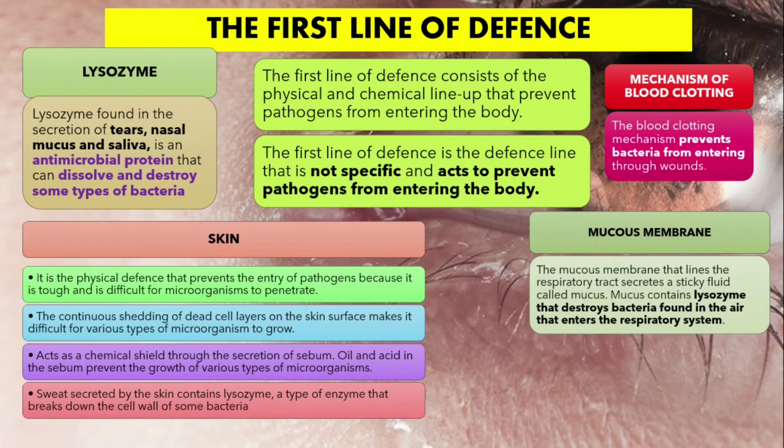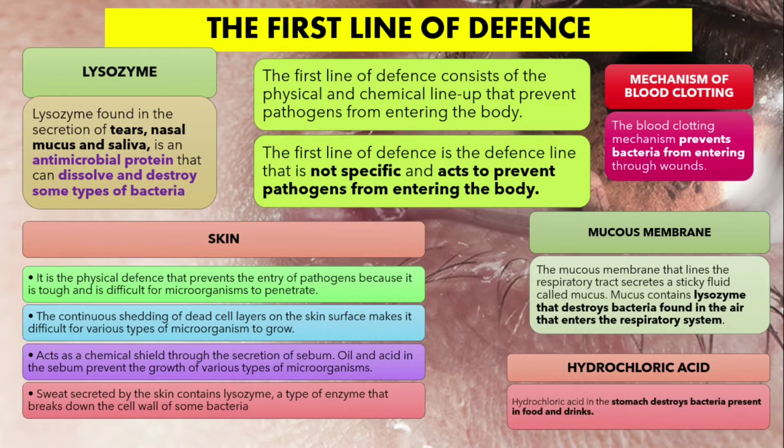Next one is the mucous membrane. The mucous membrane that lines the respiratory tract secretes a sticky fluid called mucus. This mucus also contains lysozyme that will destroy bacteria found in the air when it enters through the respiratory system. Last but not least is the hydrochloric acid. This hydrochloric acid in the stomach will destroy the bacteria present in food and drinks.